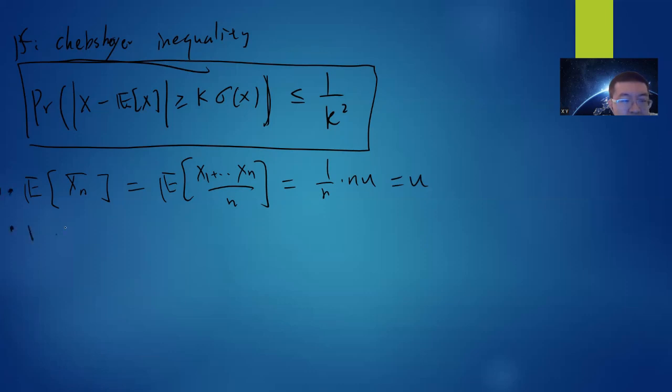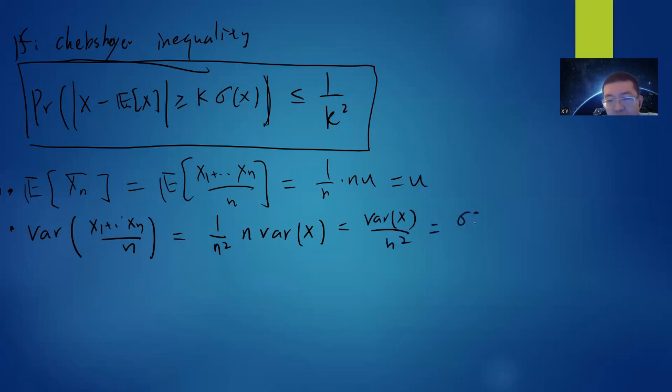And what is the variance of X_n bar? Notice these are IID variables, right? Independent. So it's 1 over n squared, n times the variance of X. So it's the variance of X divided by n, that is, sigma squared divided by n. Okay, so we can plug everything in.